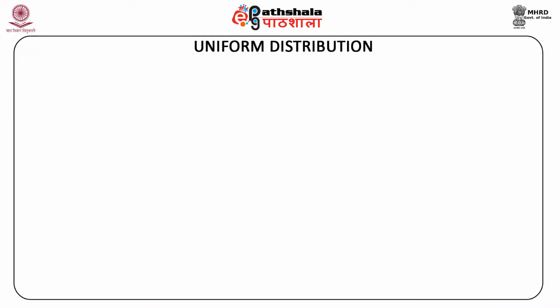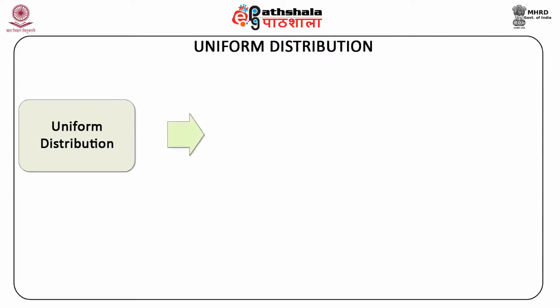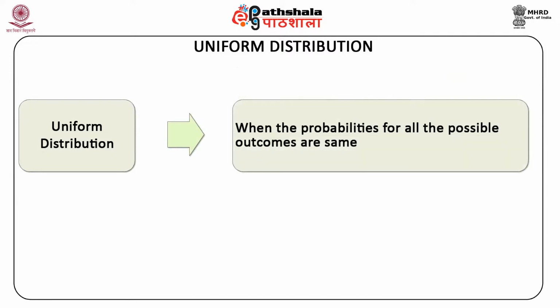In this module, we discuss three continuous probability distributions, namely uniform distribution, normal distribution and log normal distribution. Now we will first look at uniform distribution. The uniform distribution is the simplest of all the continuous distributions. A distribution is defined to be uniform when the probabilities for all the possible outcomes are the same.